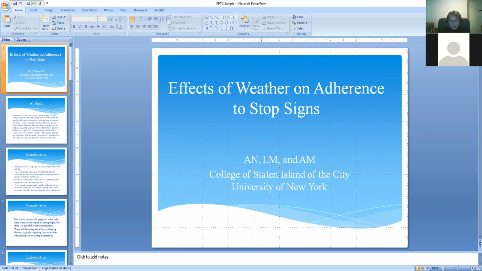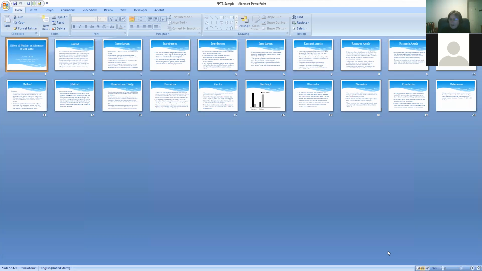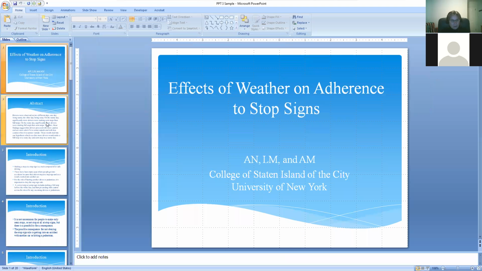Now, let's look at it from the slide sorter point first. Do you like this template? Does it look nice to you? All right, well, think about it. So let's move to the abstract.